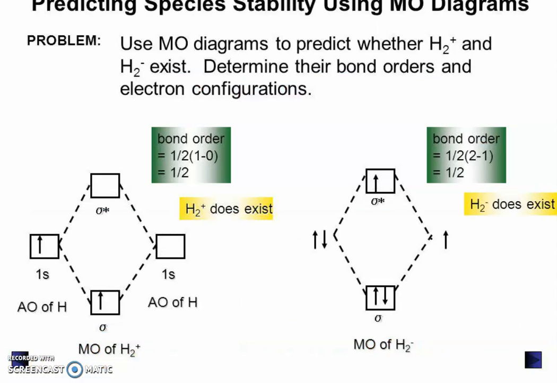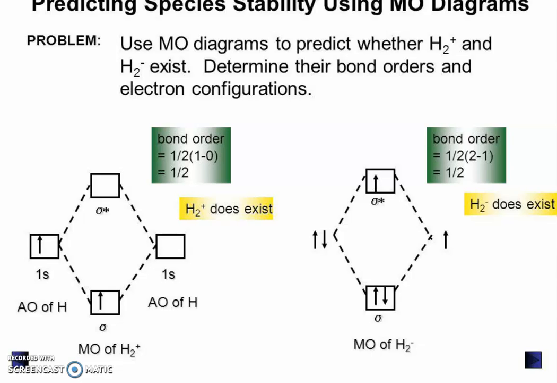Predicting a species' stability using molecular orbital diagrams. You can see one problem. If you solve this problem, you will find the applications of the molecular orbital diagram. Use a molecular orbital diagram to predict whether H2 plus and H2 minus exist. Determine their bond orders and electron configurations. So, the molecular orbitals of H2 plus and H2 minus, with the atomic orbitals of hydrogen and the atomic orbital of another hydrogen.